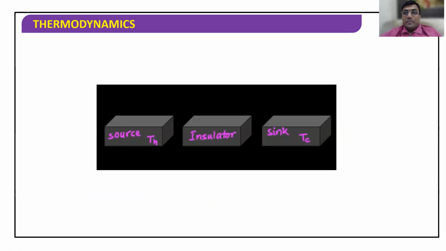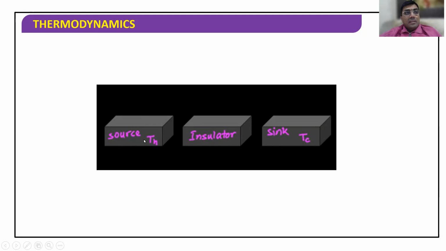Now, first, he has taken three things actually. First thing is called source. Source means this base is conducting and a lot of heat energy is there. That is called source. TH is hot, high temperature. Next, this is insulator. Next, this is sink. Sink is TC, cold temperature. So TH is greater than TC.